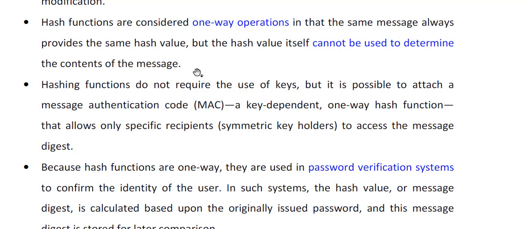As we have said before, hash functions are not a ciphering technique because they are a one-way operation, which means that we calculate the hash value, and it is difficult to extract back the initial value or the plain text. So the hash value by itself cannot be used to determine the content of the message.